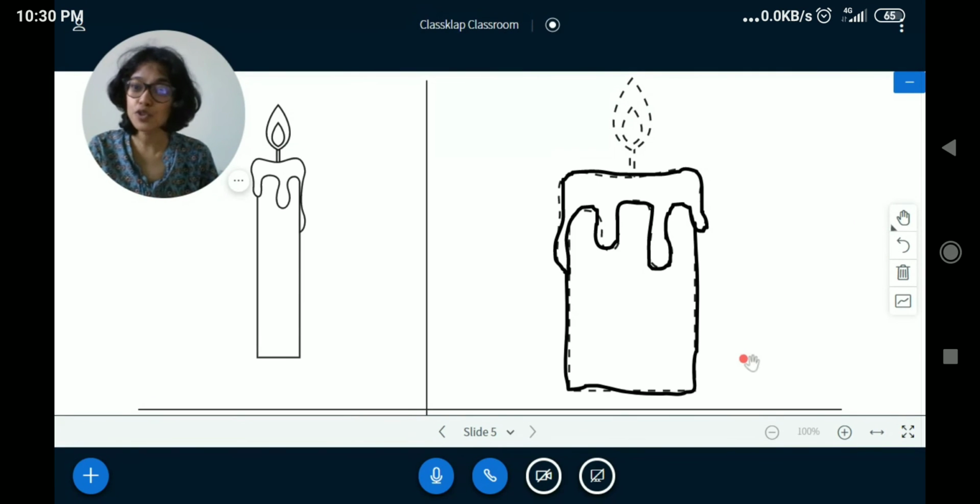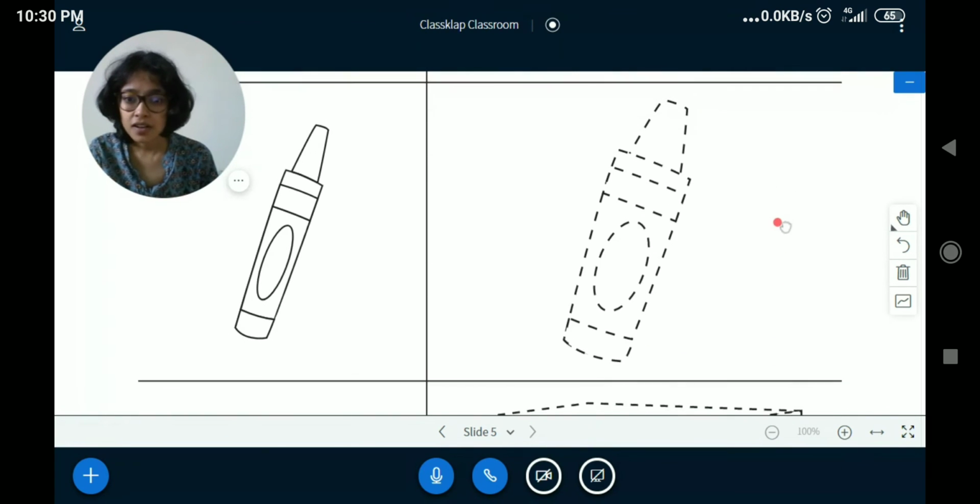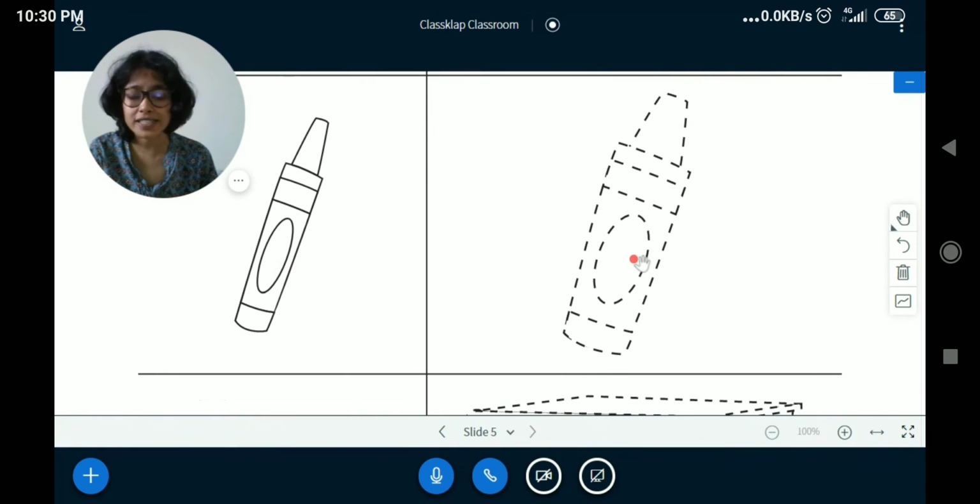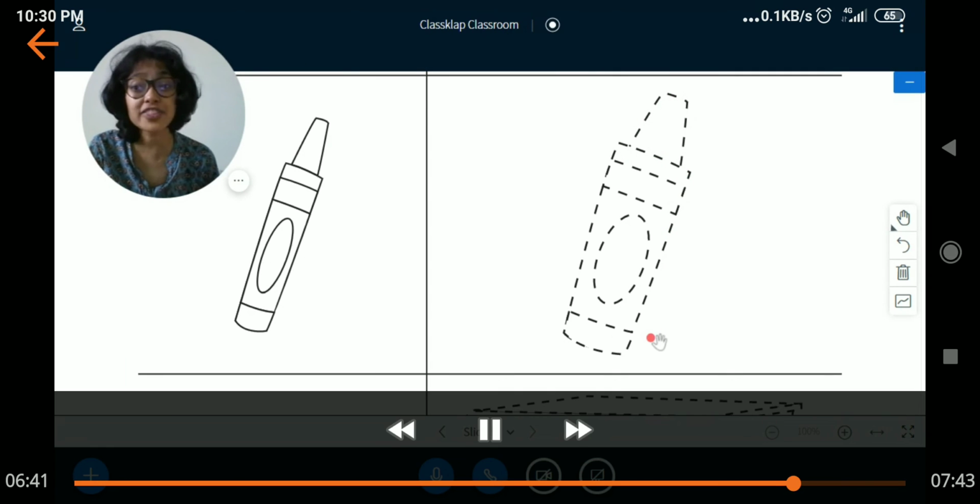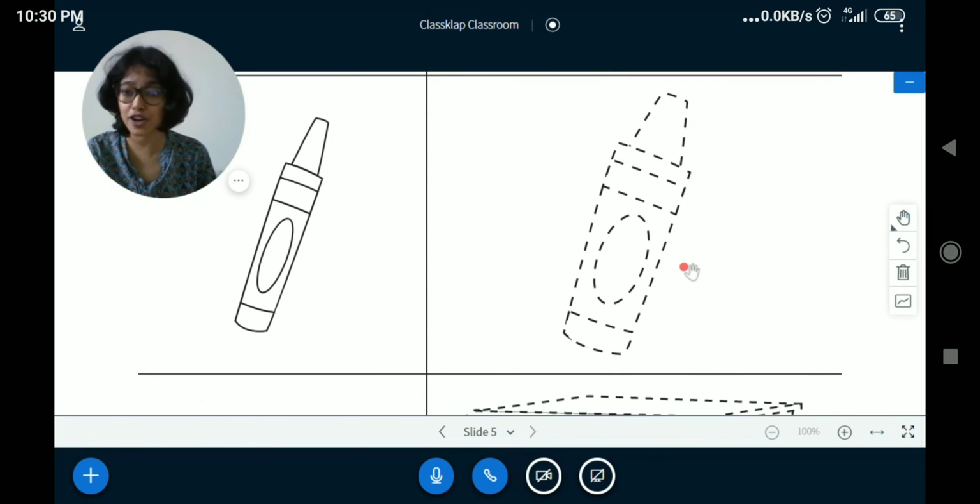In this way, you can complete the rest of the exercise yourself. So let's see what other objects we have. Look, there are two crayons. We have to trace the thick crayon. Is this the thick crayon? No, it's the thin crayon. Is this the thick crayon? Yes, this is the thick crayon. So we have to trace the thick crayon. You can pause your video here and trace the thick crayon yourself.